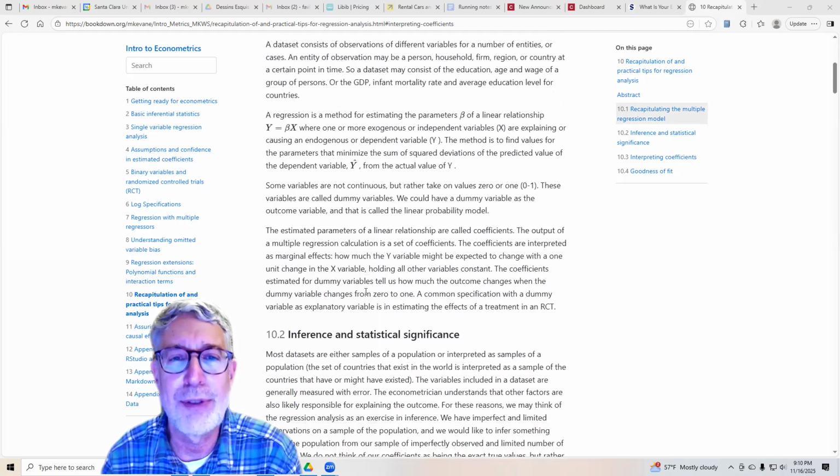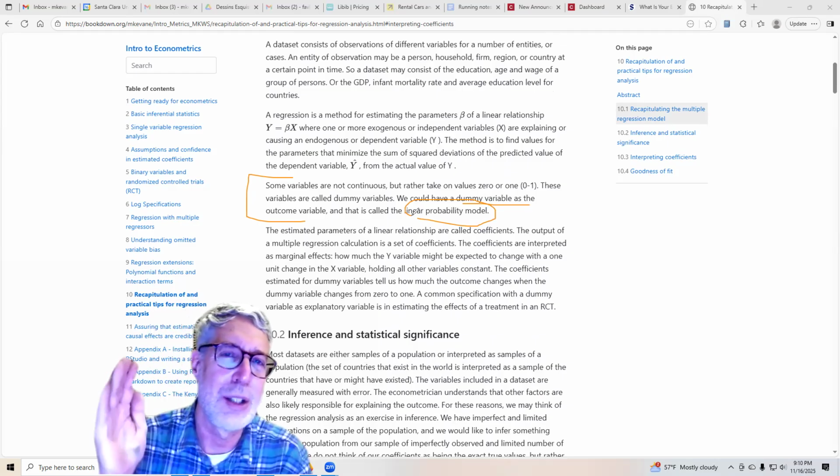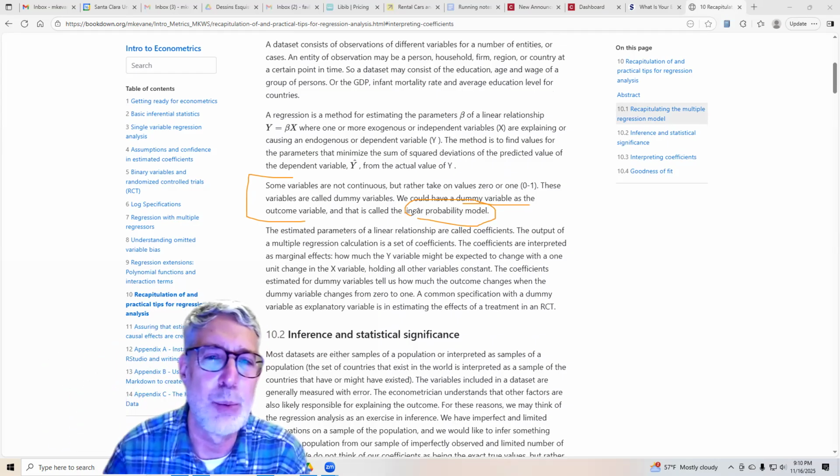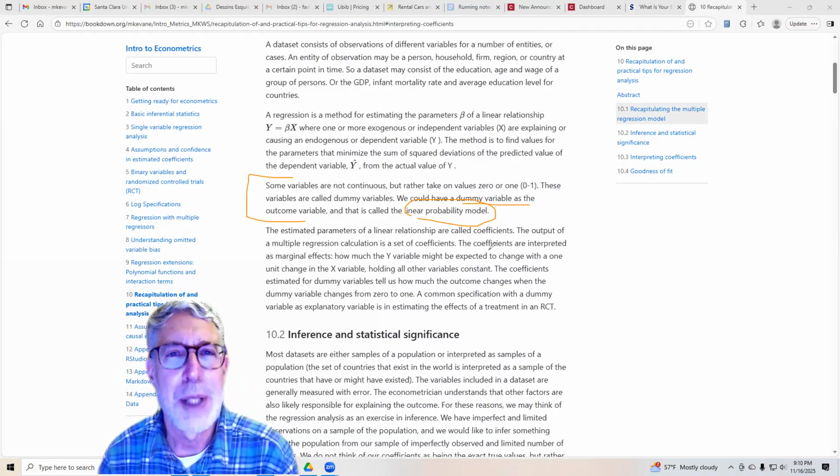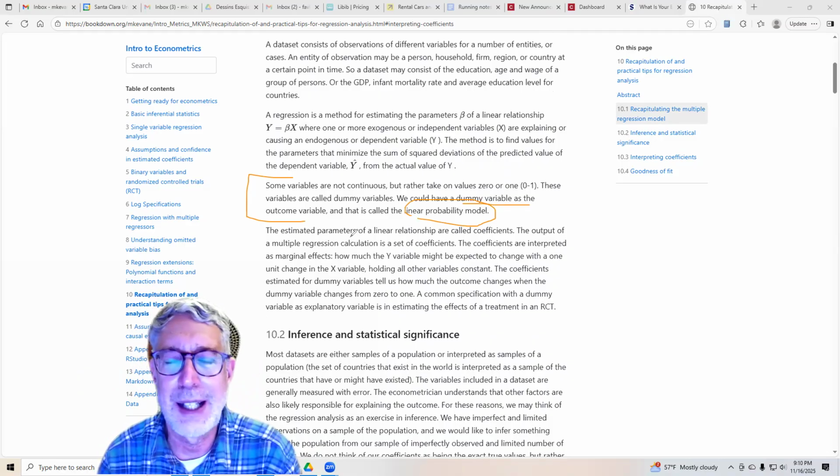This is all straightforward review. Some of the variables are indeed dummy variables. We could have a dummy variable as the outcome variable, and remember, that's the linear probability model. We interpret the coefficients as being the change in the probability of being in the one category. So a little bit of recap. That was from before the midterm, but we could certainly see that again.